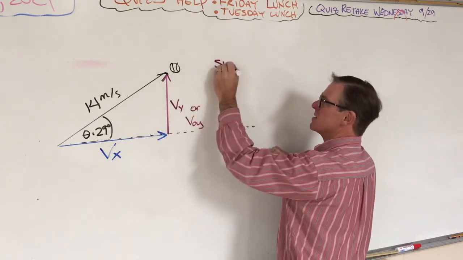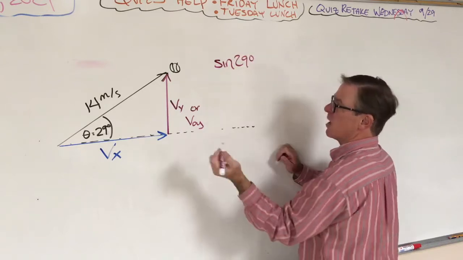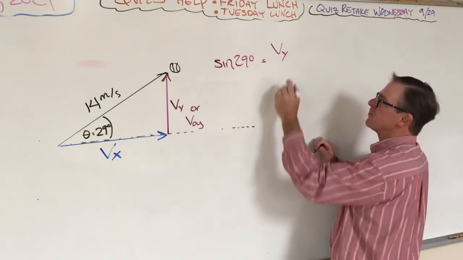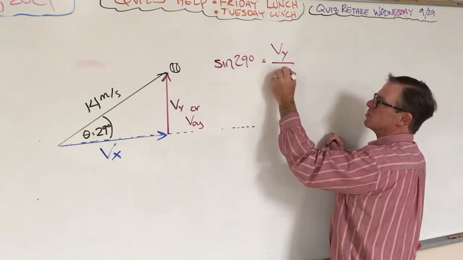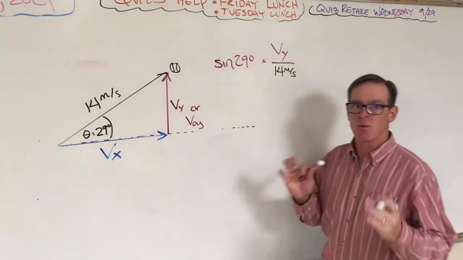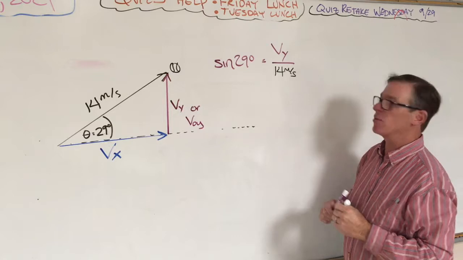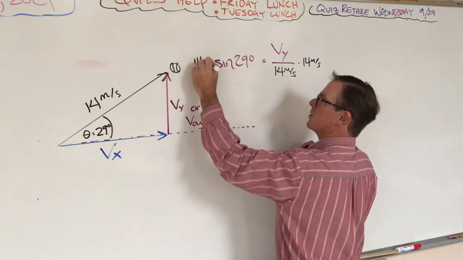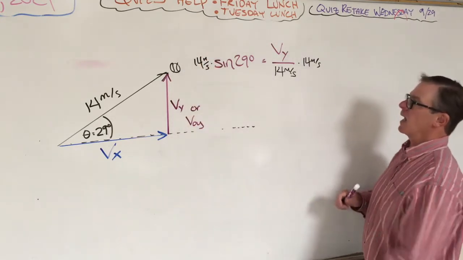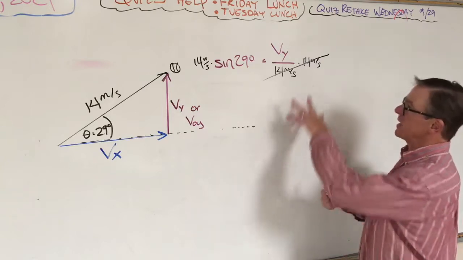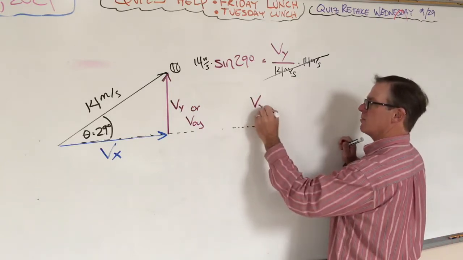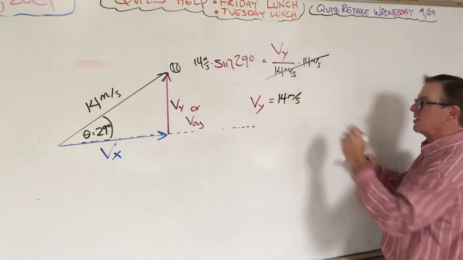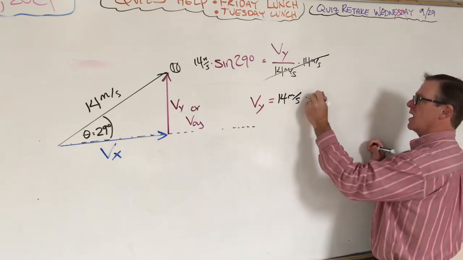I'll start off by just saying that sine of 29 degrees in this triangle is equal to opposite Vy, or again, you could call it V naught y, over the hypotenuse, which is 14. Because we want the y component, we're going to multiply both sides by 14. And recognizing that the 14 meters per second cancels on the right, we're left with the y component equals the hypotenuse, in this case 14, times the sine of 29 degrees.